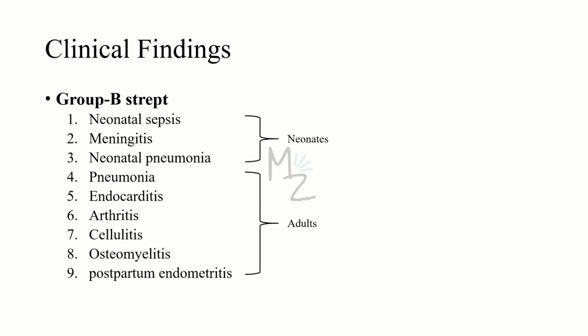Also, children whose mothers lack antibody to group B streptococci, and who consequently are born without transplacentally acquired IgG, have a high rate of neonatal sepsis caused by this organism. Group B streptococci are an important cause of neonatal pneumonia. Although most group B streptococcal infections are in neonates, this organism also causes infections such as pneumonia, endocarditis, arthritis, cellulitis, and osteomyelitis in adults. Postpartum endometritis also occurs. Diabetes is the main predisposing factor for adult group B streptococcal infections.